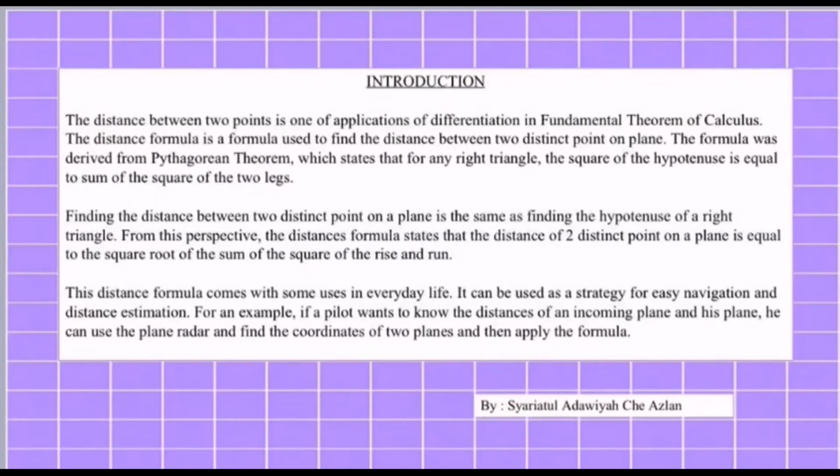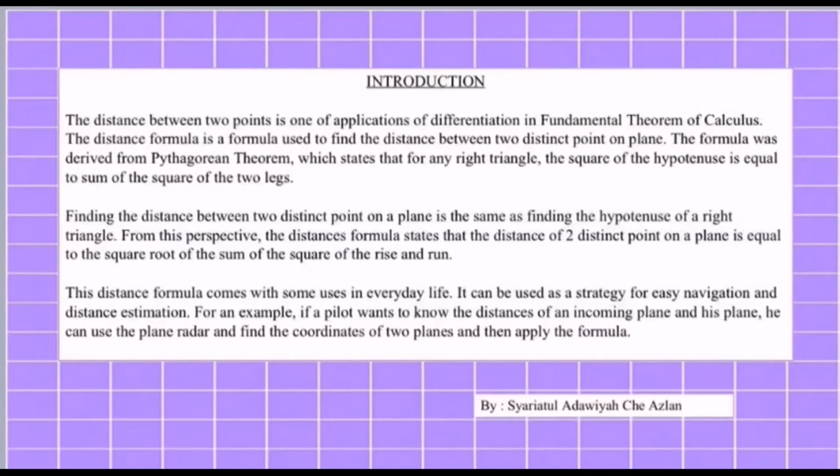Introduction. The distance formula is a formula used to find the distance between two distinct points on a plane. The formula was derived from the Pythagorean theorem, which states that for any right triangle, the square of the hypotenuse is equal to the sum of the square of the two legs.